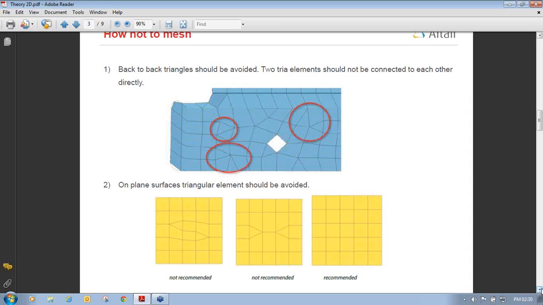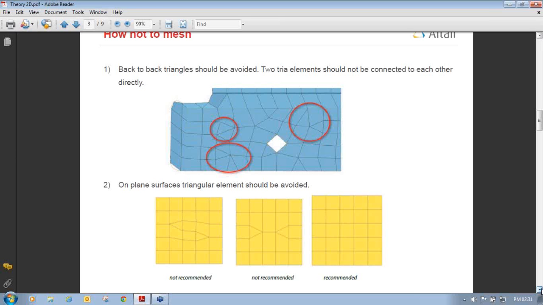So there are some rules in industries which they follow for the meshing purpose of 2D elements. First one is back-to-back triangles should be avoided. Two tria elements should not be connected to each other directly. So if you are doing a quad meshing or a mixed meshing, then maybe if you are performing auto mesh, it may be possible that triangular elements may get created, or if you are doing a remeshing, then also it may be possible that a triangular element may get created. So back-to-back trias are not allowed.